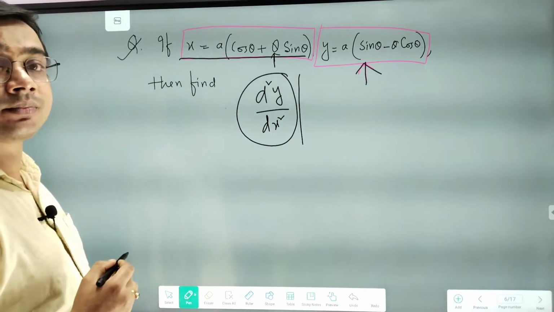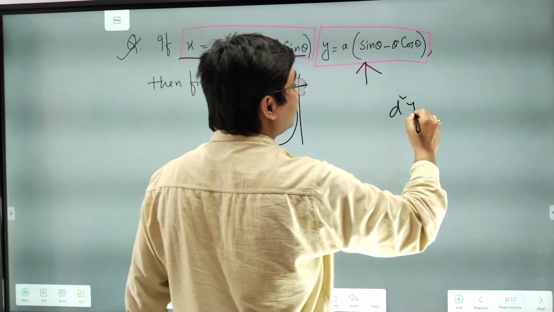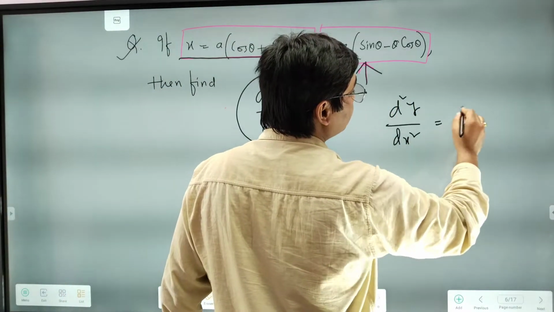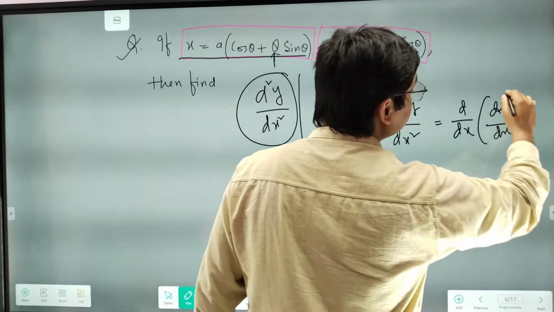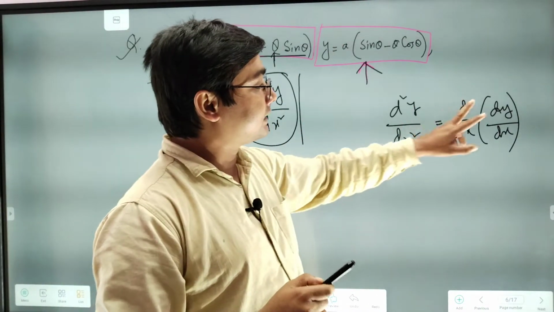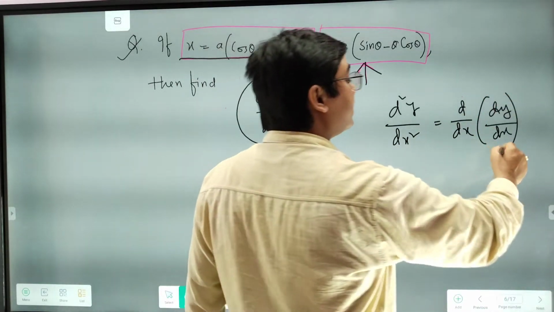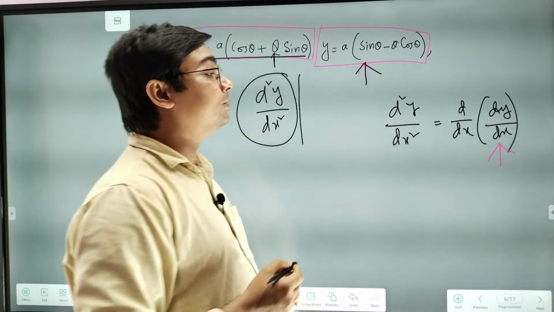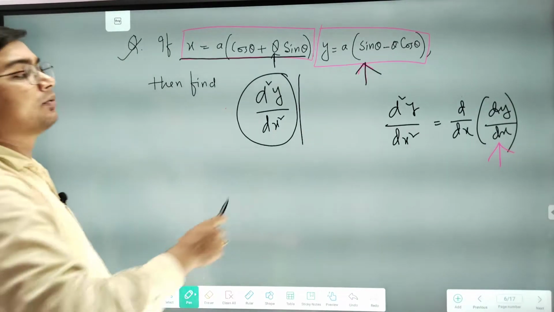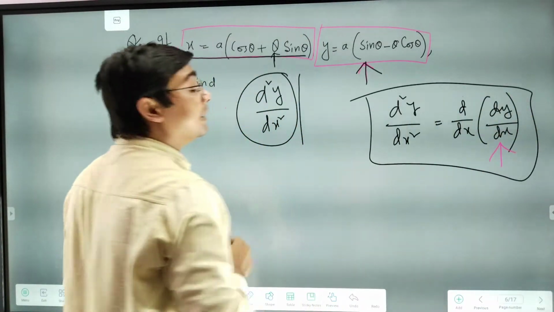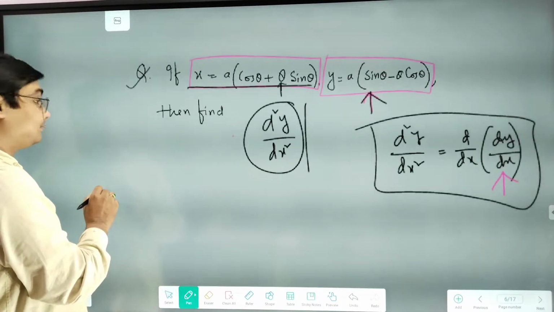For this function we need d2y by dx square. d2y by dx square is nothing but d by dx of dy by dx. So first of all you find the value of dy by dx, and then you put this value in, and then you can easily find d2y by dx square. First find dy by dx by using the chain rule. So how can we find it, guys?